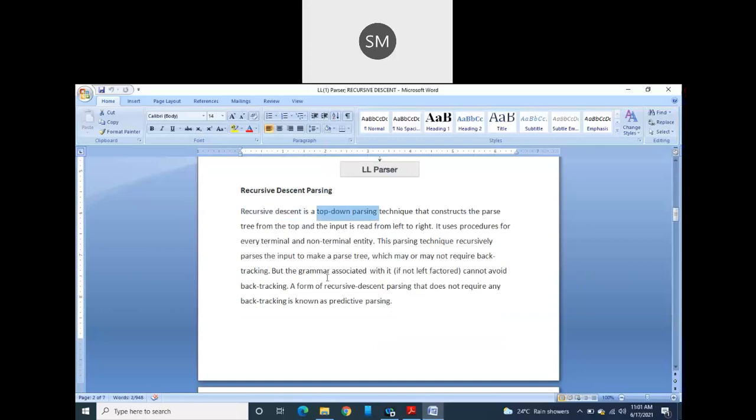Recursive descent is a type of top-down parsing. As usual, as I am calling it top-down parsing, it constructs the parse tree from top to bottom, and the input is read from left to right. Then it uses procedures for every terminal and non-terminal entity. This parsing technique recursively parses the input to make a parse tree. Continuously it keeps on scanning the input to create this syntax tree, which may or may not require backtracking. It is very, very important.